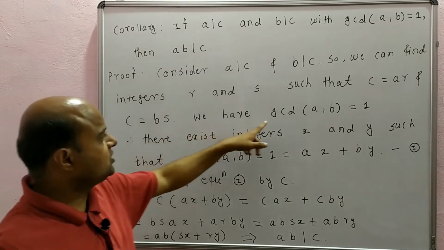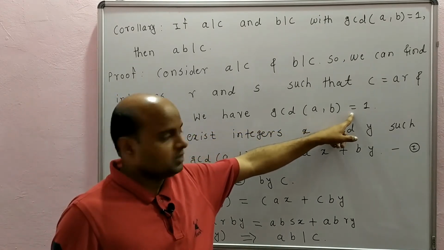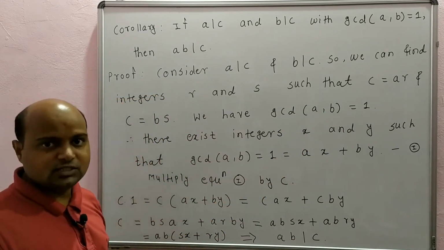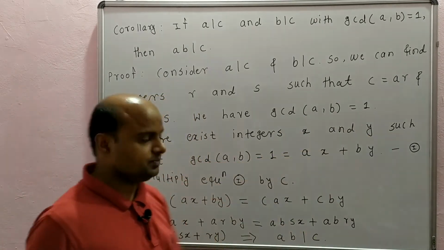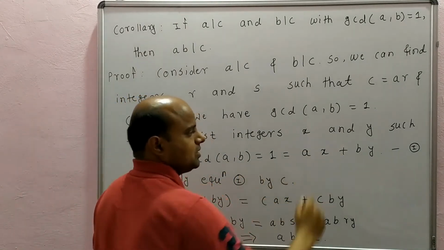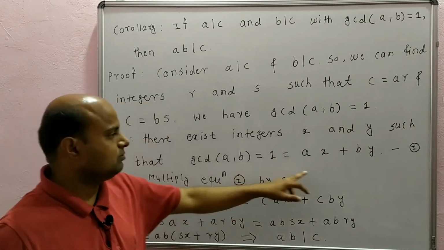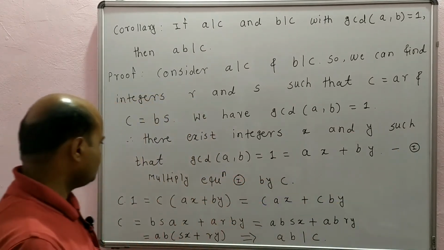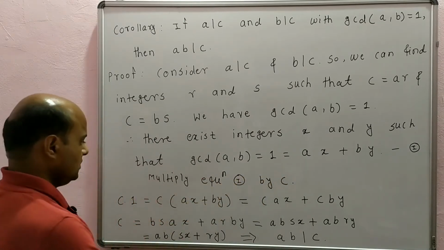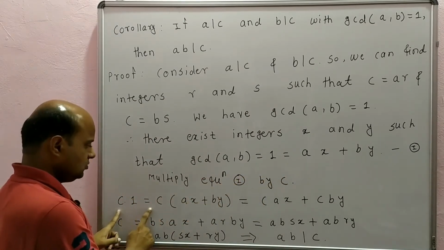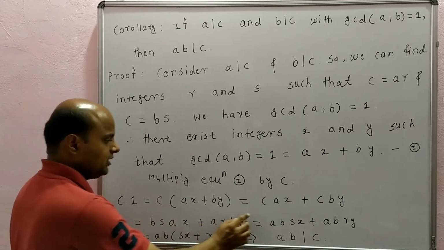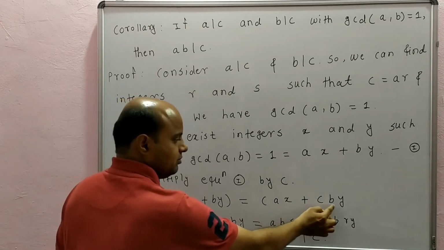What we have, GCD of a, b is 1. Since the GCD of a, b is 1, we can find integers x and y such that GCD of a, b is equal to 1 is equal to ax plus by. Say this is equation number 1. Now we will multiply equation number 1 by c. Therefore, c into 1 is equal to c into ax plus by. We will simplify this bracket. What we will get? cax plus cby.